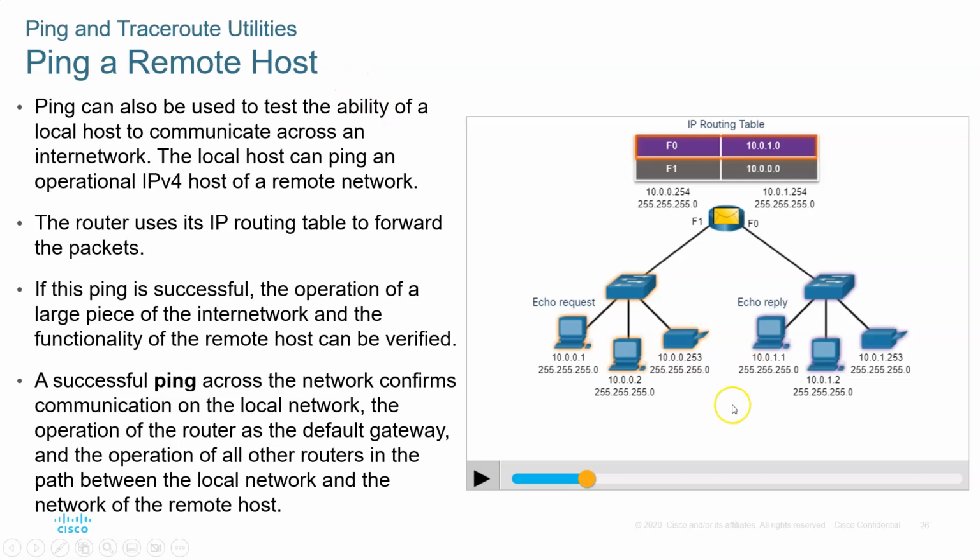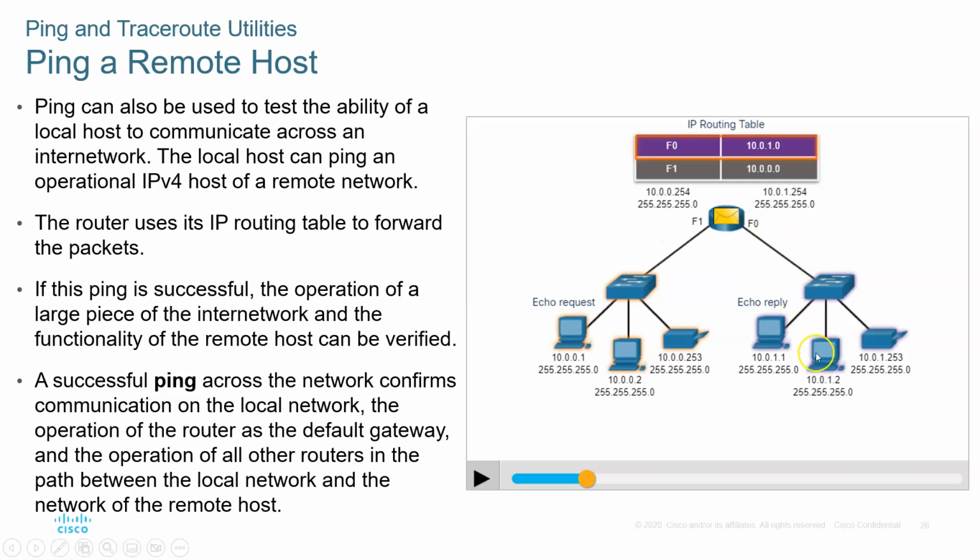If you're pinging a remote host, that means you're pinging it outside. So you're sending a ping, 10.0.0.1 is going to ping maybe somebody else in here. It's going to go through your default gateway to the rest. So pinging a remote host is pinging somebody that is not in your LAN, and you will need to go through your default gateway.